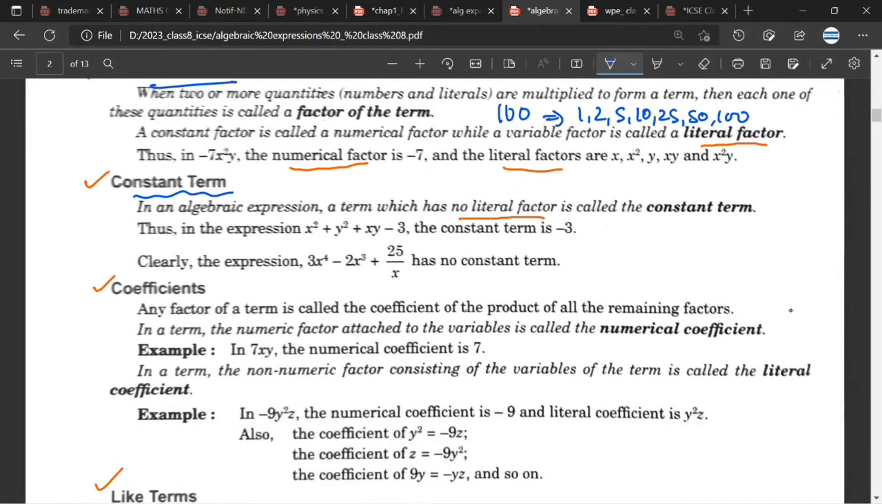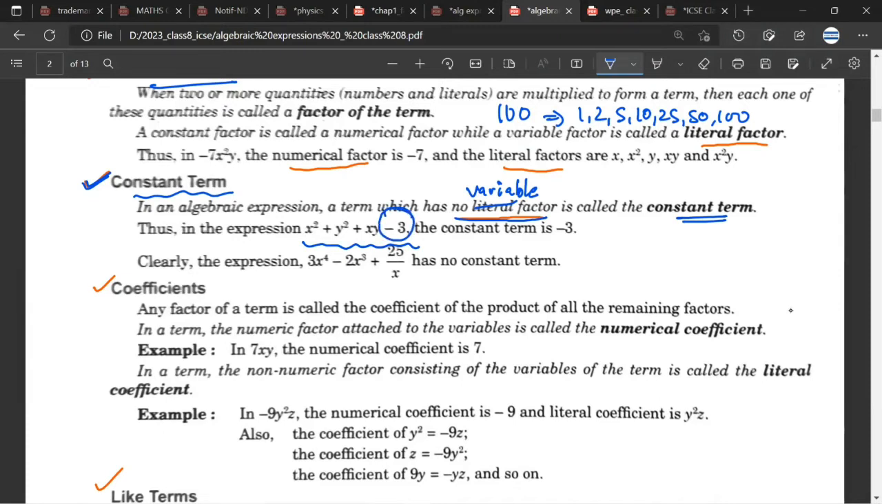And then in a term, you can have... Okay. So first they are saying what is a constant term. In an algebraic expression, a term which has no literal factor is called a constant term. So what is a literal factor? Literal is basically a variable. So what they are saying is that in an algebraic expression like this, if you see one of the terms having no variable, then it will be called a constant term. Any doubt in it?